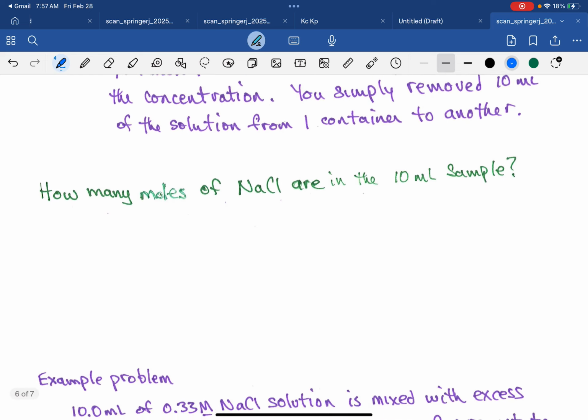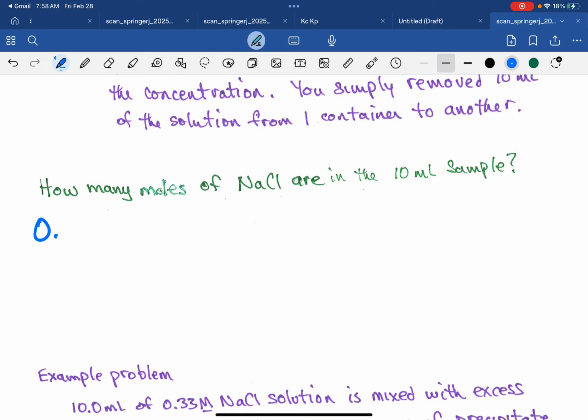So how many moles of NaCl are in that 10 milliliter sample? Well, 10 milliliters is 0.010 liters. And we know it is 0.33 moles per liter. So 0.0033 moles.